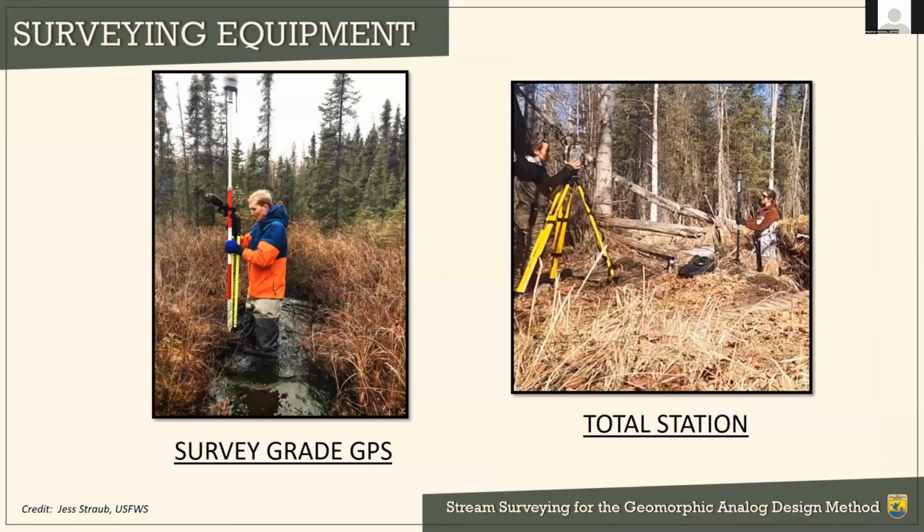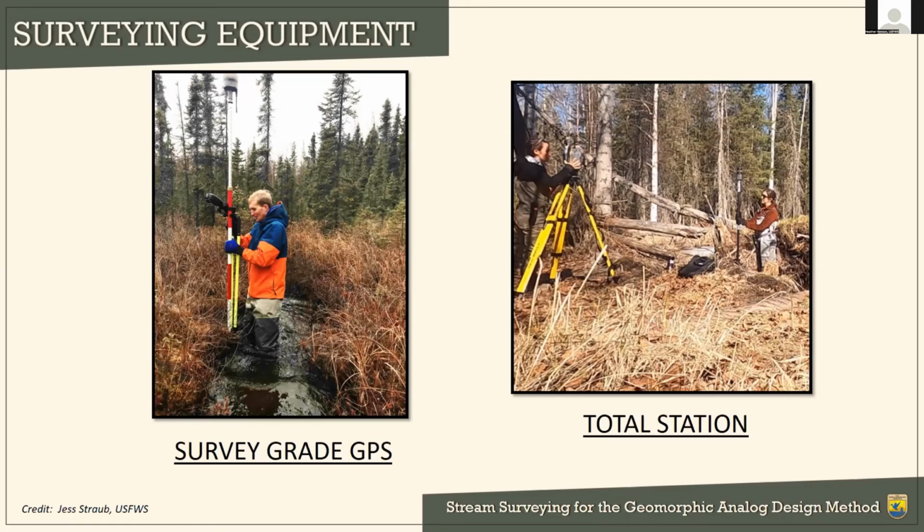The total station provides X, Y, and Z position and also may have a scanning function. It provides good elevation accuracy, plus or minus an inch. The position accuracy, X and Y positions, is not as accurate as a GPS, but horizontal position is much less important than elevation accuracy. A survey grade GPS also provides X, Y, and Z position.